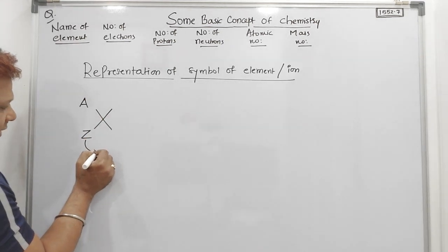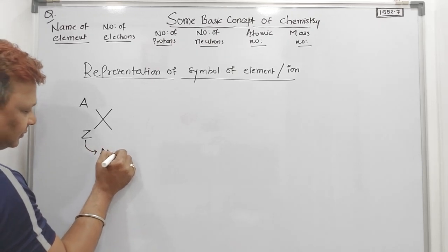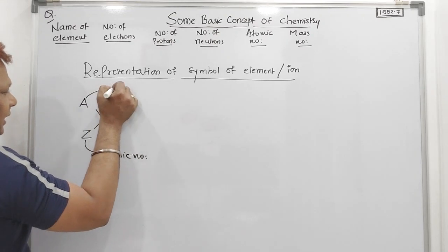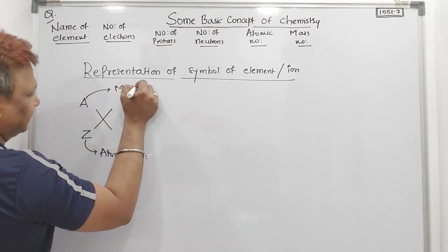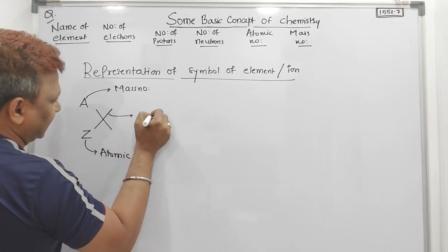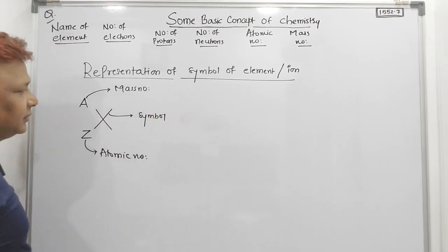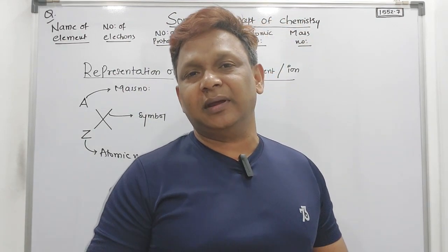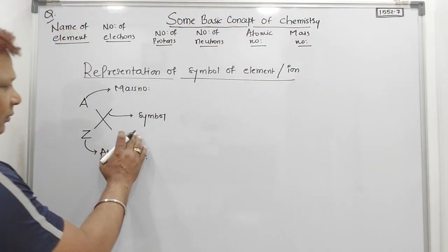Z is called the atomic number. A is the mass number. And X is the symbol of any element. Right? A is the mass number, Z is the atomic number, and X is the symbol of any element.